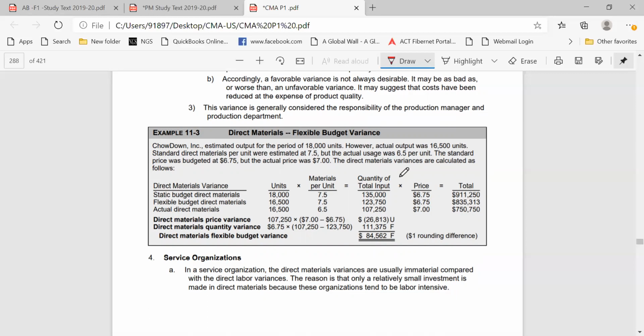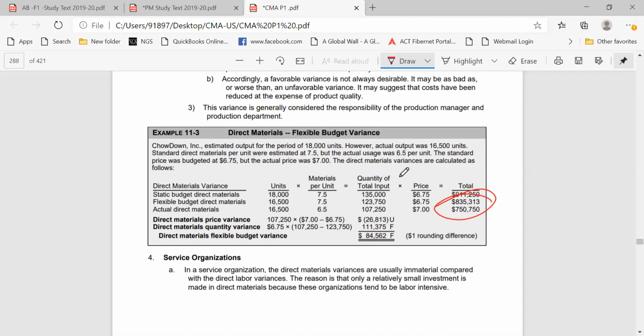The direct material variances are calculated as follows. You can see here 18,000, you are multiplying it with the materials per unit, how many materials are required per unit, and then the total quantity of input, the number of materials, multiplied by the price per material. Now you get the total static, the total flexible, and also the actual direct materials. Now what we can do is have the difference here itself, so that we get the answer right away.